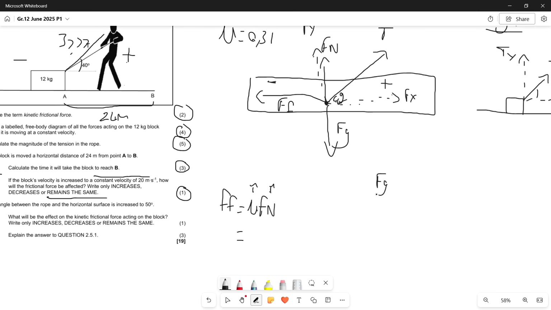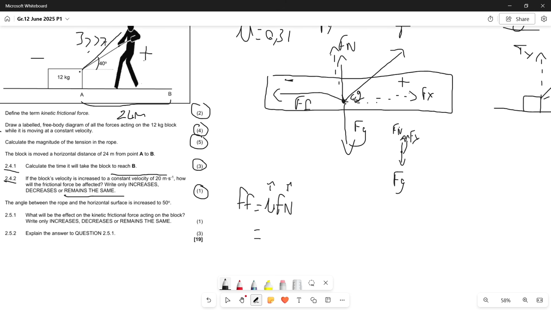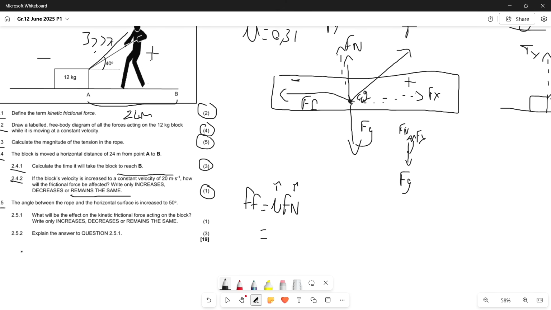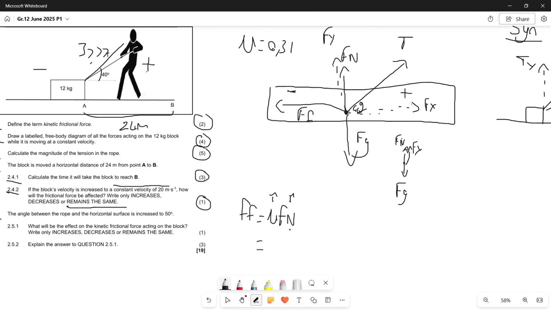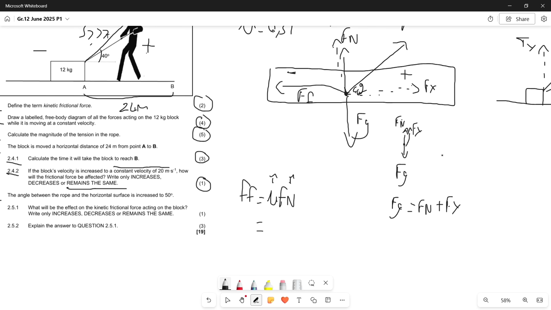So a reminder that we had Fg going down, we had Fn going up, and we also had our Fy going up. But in this scenario, our Fy is increasing because our angle is increasing. 2.5.2, we're about to explain our whole answer, so we'll write that there. But at this stage, Fy was pretty strong previously, but as we increase the angle, our Fy becomes stronger and our Fx becomes less. So at this stage, if we are plugging an Fn into our Ff formula, Fg equals Fn plus Fy, okay? But a reminder that we increase the angle, our Fy is increasing. So when we take our Fy over, our mass of the object has not changed, but our Fy is a bigger value now because we have increased the angle. So that stays the same.